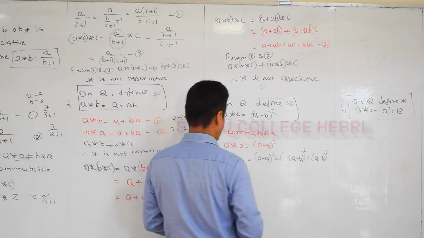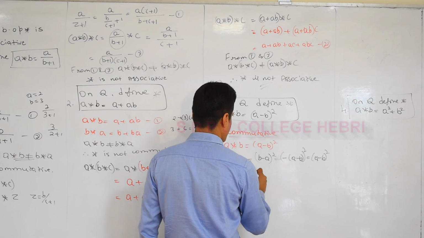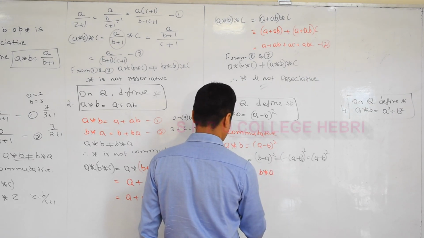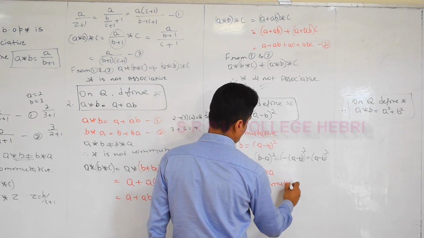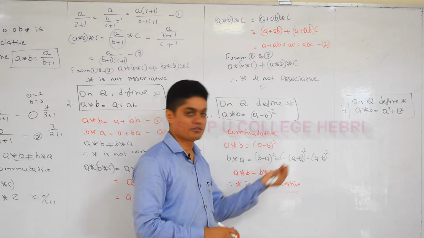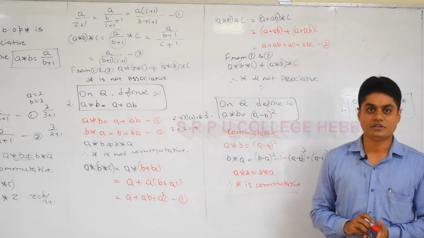So what is the conclusion we can write? Tell me. A star B is equal to B star A. So therefore star is commutative. Correct? Is it understood? If you want, give an example and see, you will get the same thing. So we proved star is commutative. The next question.